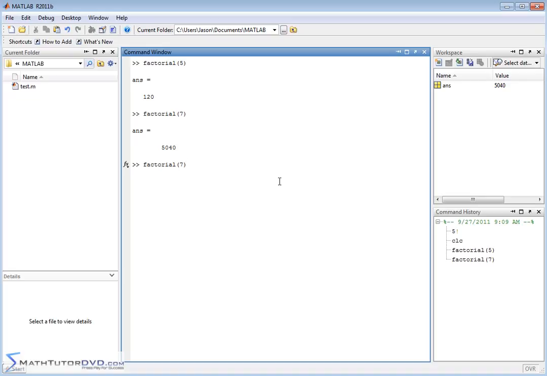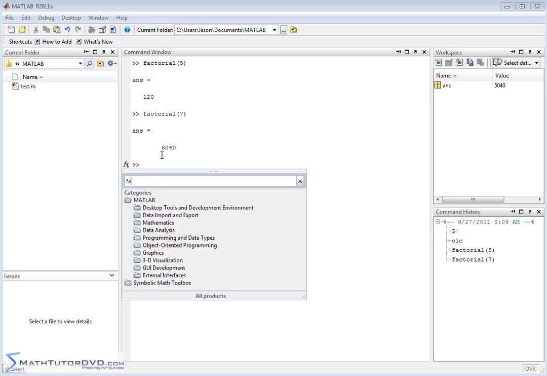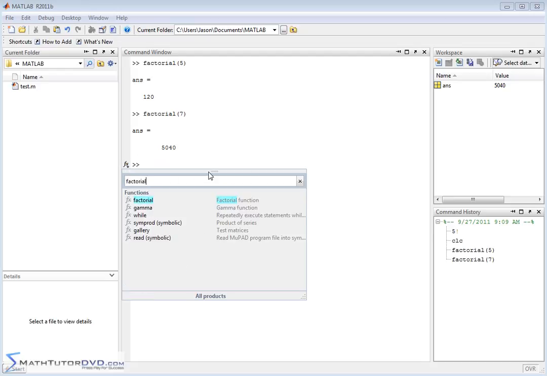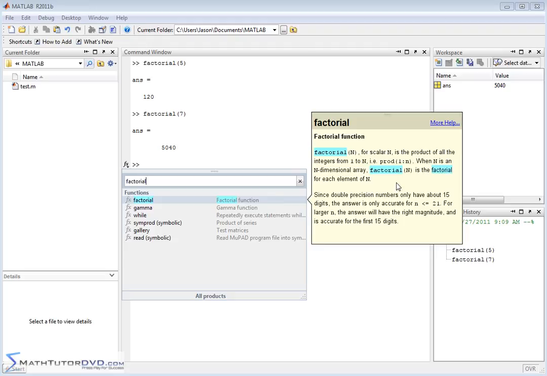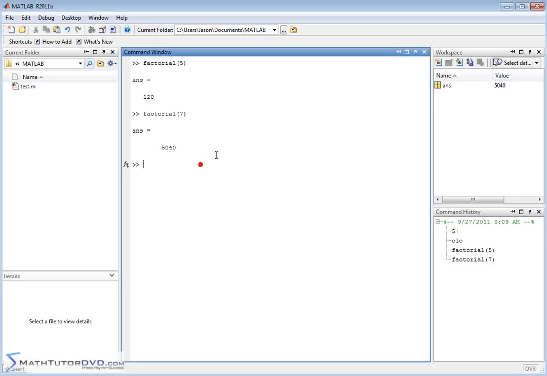It's pretty straightforward. Factorial is not something you'll use all that much, but occasionally when you define sequences and series in calculus, you'll be using the factorial. And if you forget, you can always go here and type in factorial and hover over it, and it'll tell you it's factorial. You pass n, where n is a scalar, which is a number, product of all the integers from 1 to n, and it gives you all the information about what exactly it's doing. All right, let me go ahead and clear the screen.